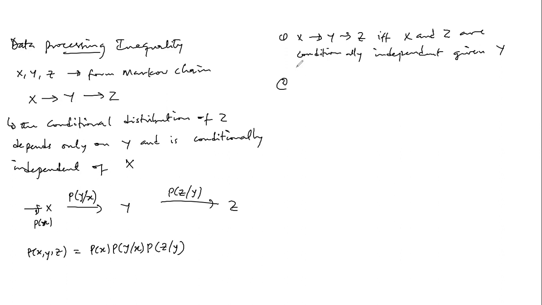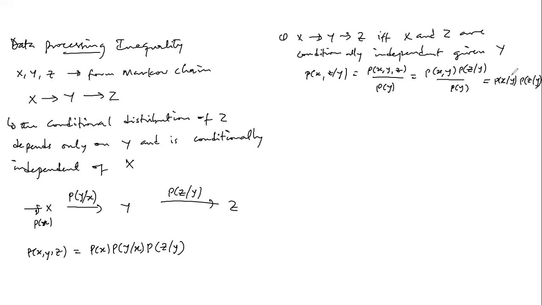The second point here, or better still, from this, we can also establish that Markovity implies that p of x, y, z is the same as p of x, y and the probability of z given y, and this is the same as the probability of x given y and the probability of z given y. When we begin to talk about channel matrix and channel capacity, things will get a little clearer.